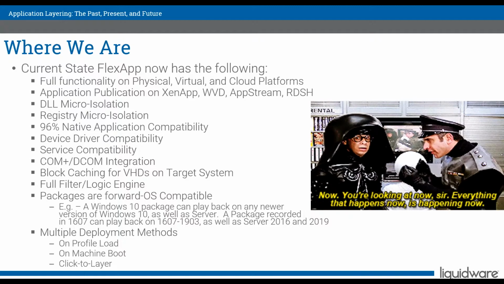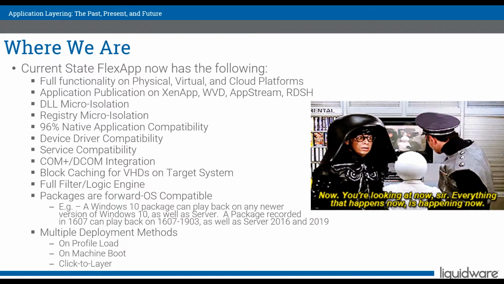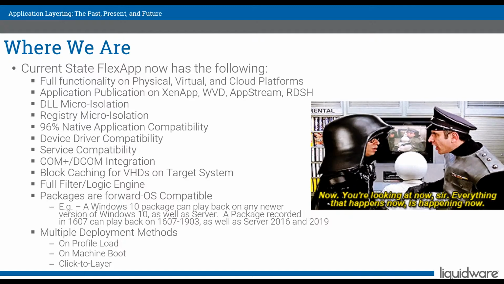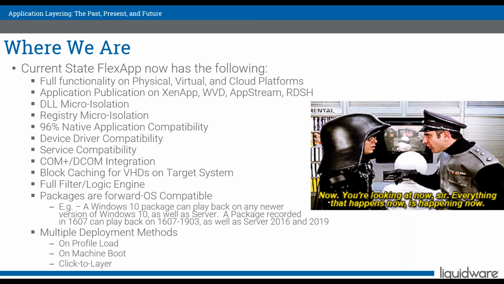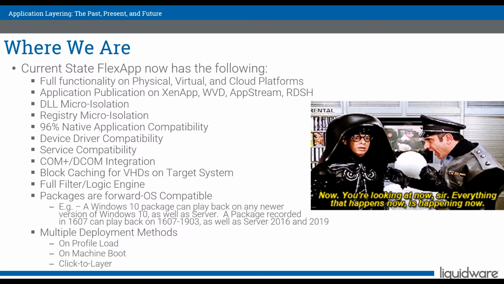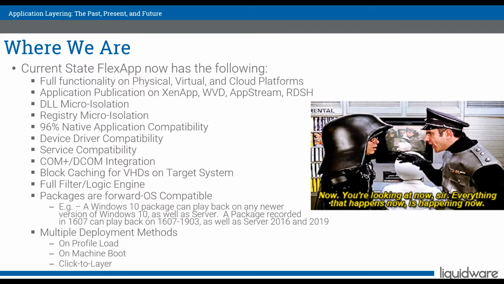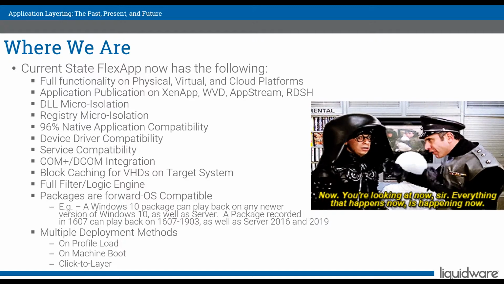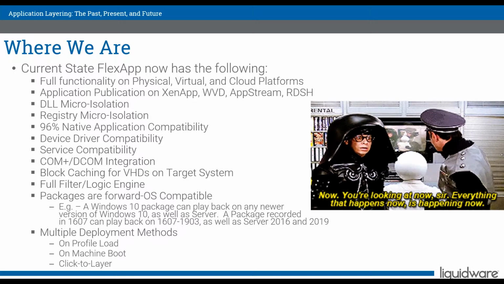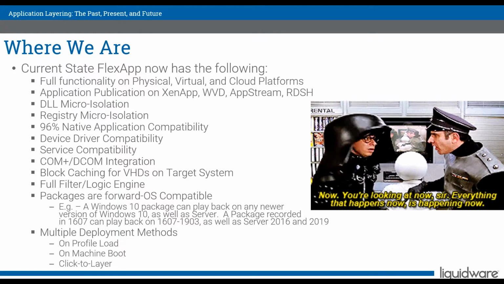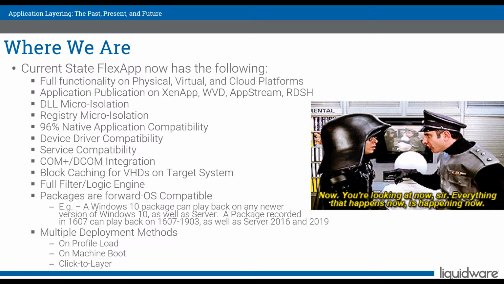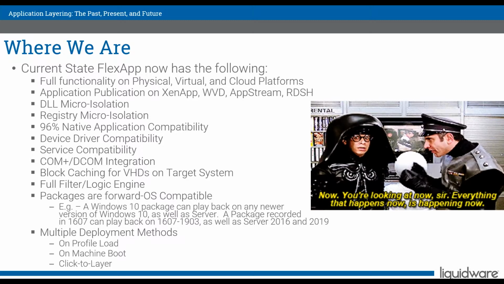Nothing breaks, everything continues to work. We also have a full filter and logic engine, meaning that we have huge amounts of combinations that you can use to say under what conditions I should be able to deliver these applications: based on where the thin client is, or whether the first letter of the user's last name is B, or whether it's Tuesday, or whether they are in a certain security group. We can use this filter logic engine to define when a user gets an application.